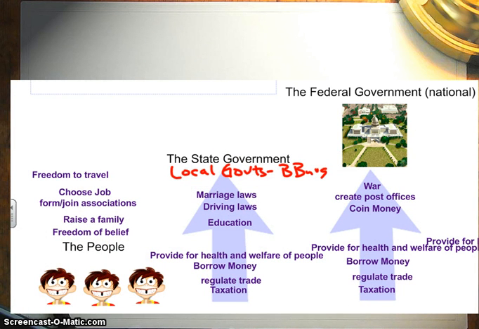This is the chart that we created in class. You are welcome to review this. Remember that the people do not remain powerless, even though it feels like we give away some very important powers. However, we retain powers such as the freedom to travel, to choose a job, raising a family, the freedom of belief. Powers that are very, very personal.